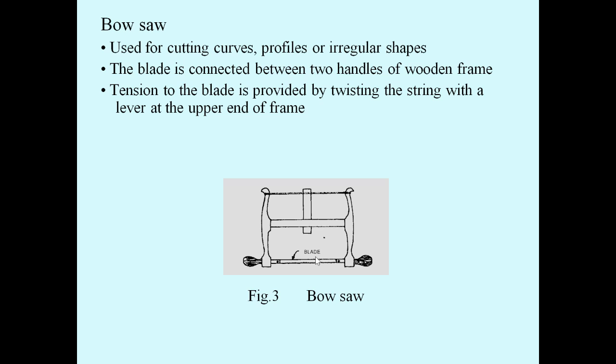Tension to the blade is provided by twisting the string. With a lever at the upper end of the frame, this will be the upper end of the frame, there is a lever. With this, we can twist the string so that we can provide the tension to the blade. Next, the length of the blade is about 300 mm and the pitch of teeth is about 2.5 mm.